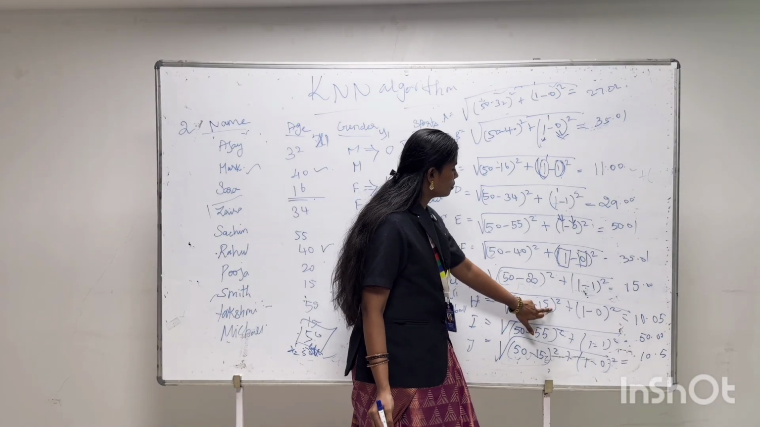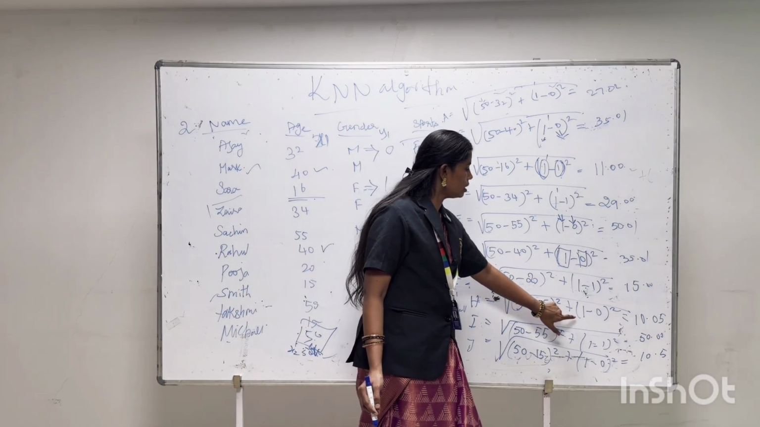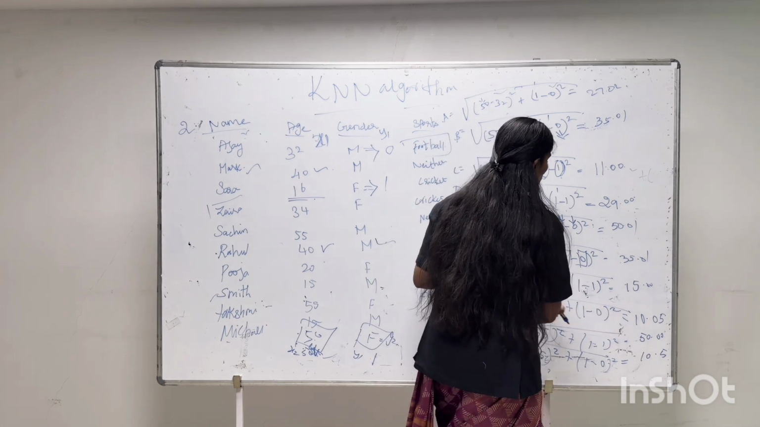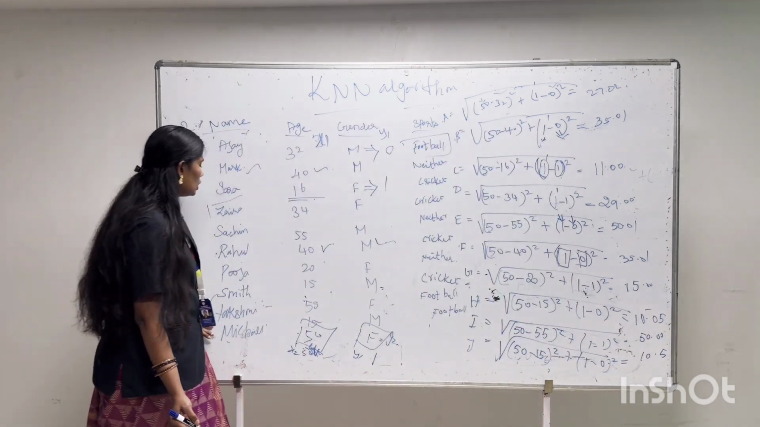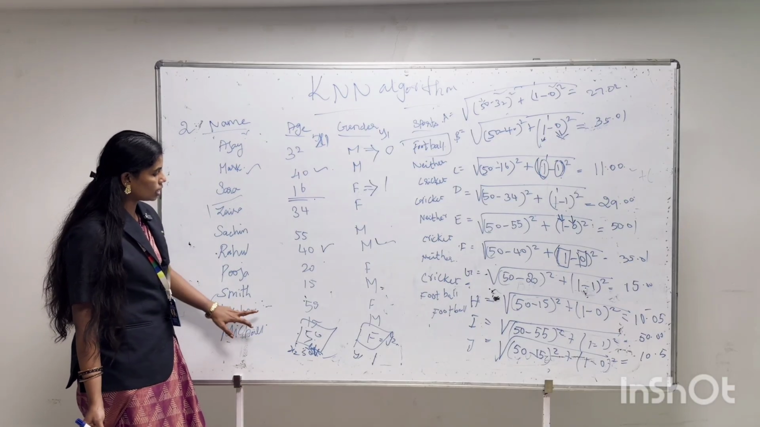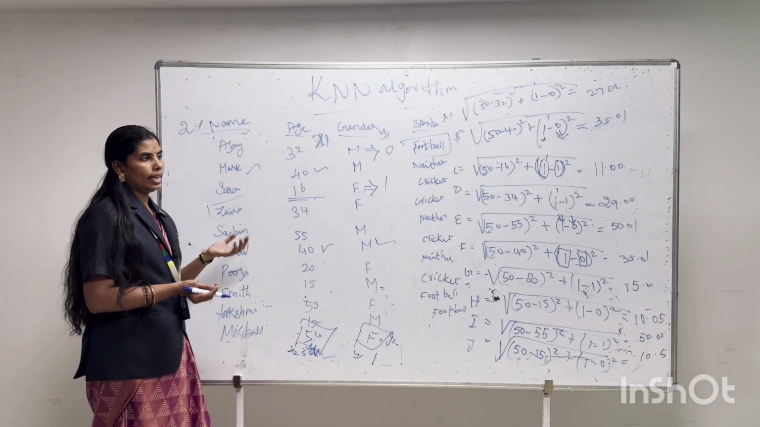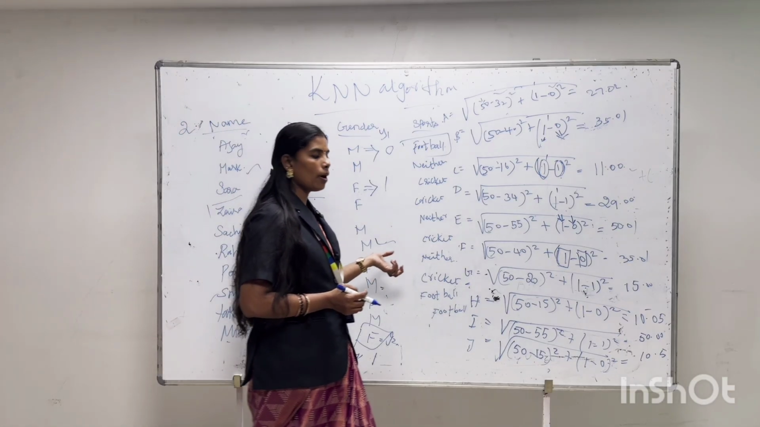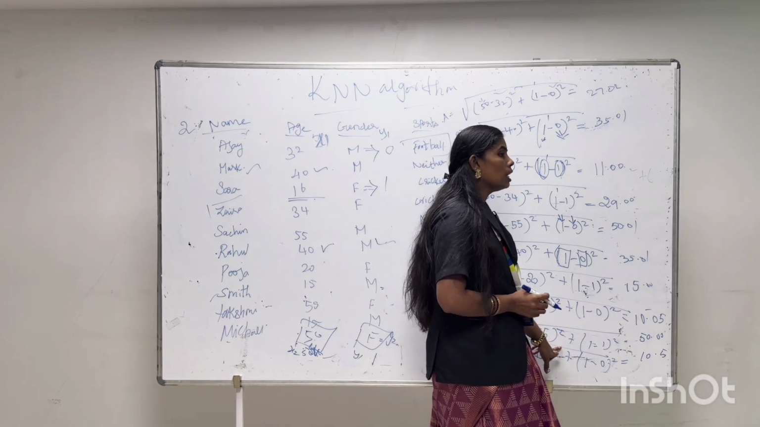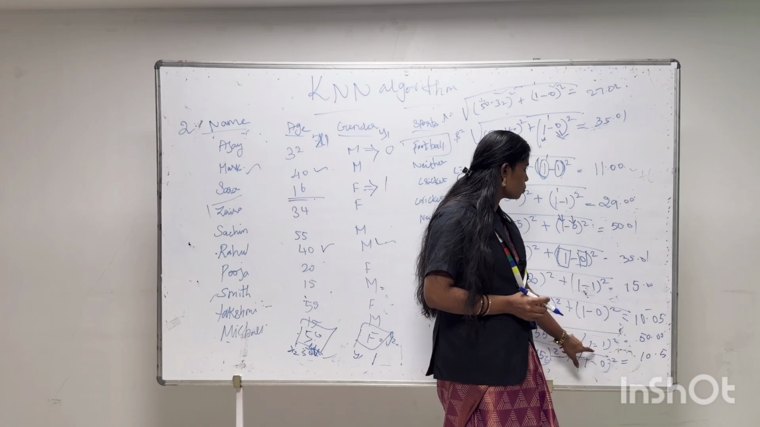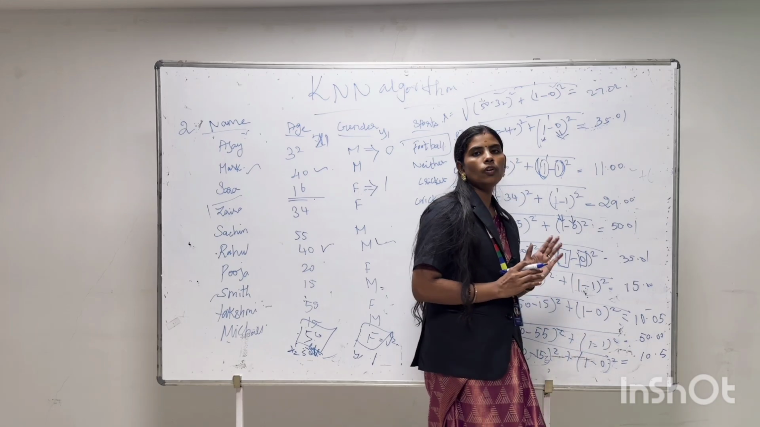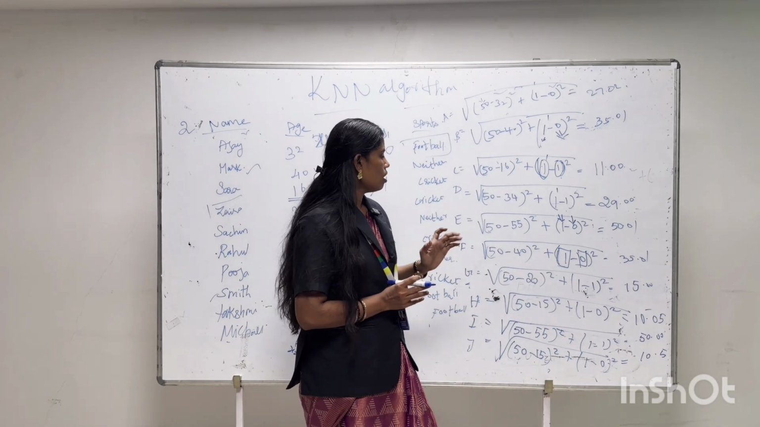50 minus 15 whole square plus 1 minus 0 the whole square. So overall we got the value as 10. Next, Lakshmi. For Lakshmi the age is 55. The Angelina value is 50 minus 55 whole square plus, both are under the female category, so I have taken 1 minus 1 whole square. Overall the value we have got is 50.